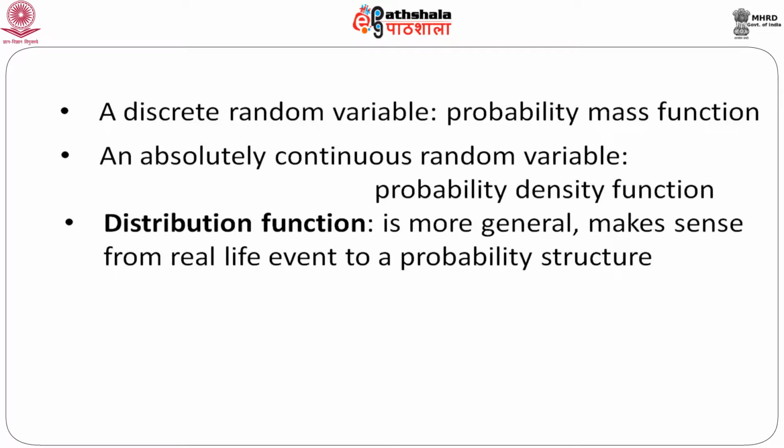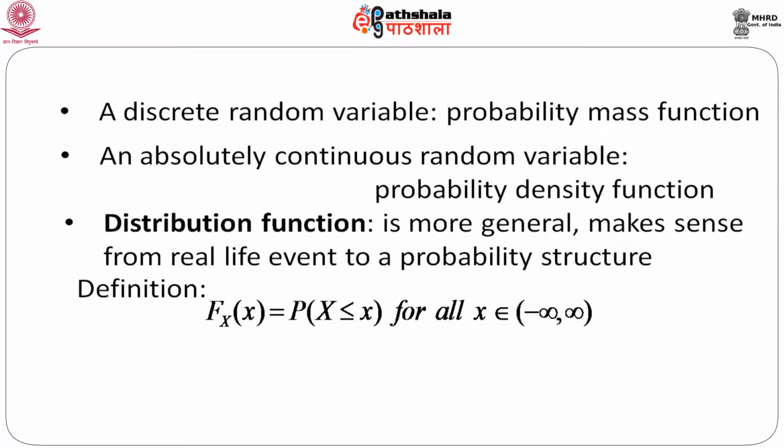So, the distribution function of a random variable we can define as capital F of small x, which is nothing but the probability that capital X is less than or equal to small x. This should be defined for every x belonging to minus infinity to infinity. Now, from the definition it is clear that whatever be the nature of the random variable, we should be able to calculate the probability of the event that capital X takes values less than or equal to small x. Small x is in fact a realization of the random variable based on a random experiment.